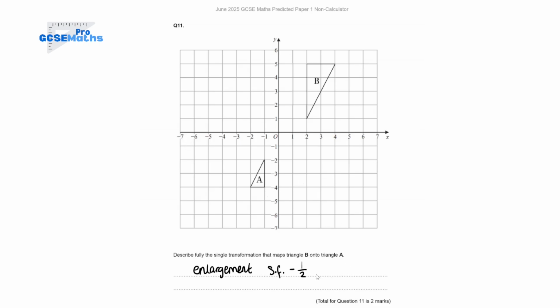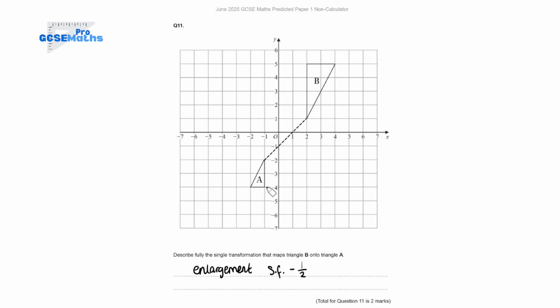Now, the last thing we need to mention about an enlargement is the center of enlargement. And the way that I figure this out is just by drawing lines that connects all the corners. Now, just be careful that you do connect up the correct corners, because when it's inverted itself, you have to make sure that they're matching. So obviously this top corner for A matches the bottom corner for B.